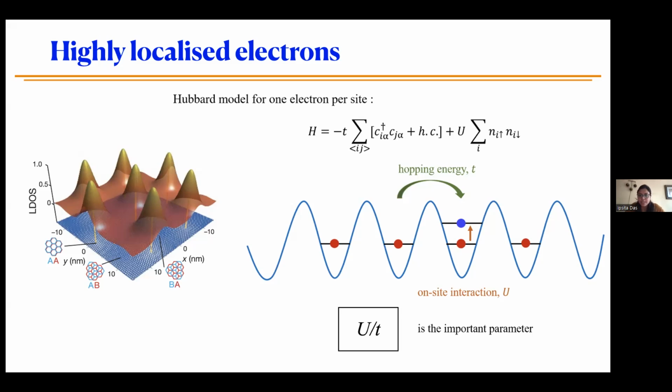Sorry. So I said that in twisted bilayer graphene, if you twist them by close to this magic angle, 1 degree, then U will be much higher than the T. Oh, okay. So it's the strong coupling limit. Exactly.